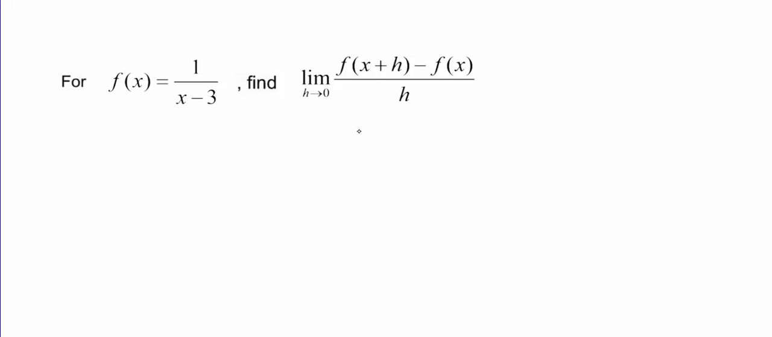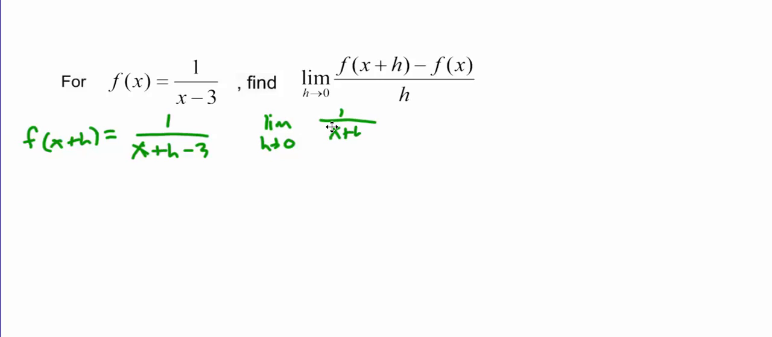All right, we have one more. It's another one where the algebra can be a bit tricky. So f of x plus h, I'm going to start this one the same way. And I'm just going to do a quick substitution. So instead of x, I write x plus h, and then minus 3 is still there. So let's go ahead and plug everything in. Our limit as h approaches 0 of f of x plus h, that's 1 over x plus h minus 3, minus the original function, 1 over x minus 3, all over h.